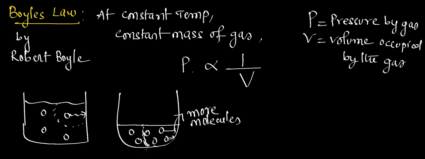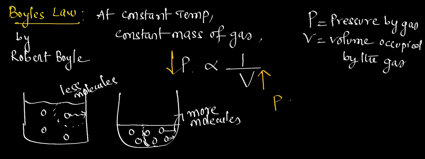If you give less space, molecules are congested and so pressure will be more. If you give more space, what happens? In a selected space, the number of molecules decreases. If you take the whole container, it will be the same number, but if you take a particular area, the count will decrease. So as volume increases, pressure decreases.